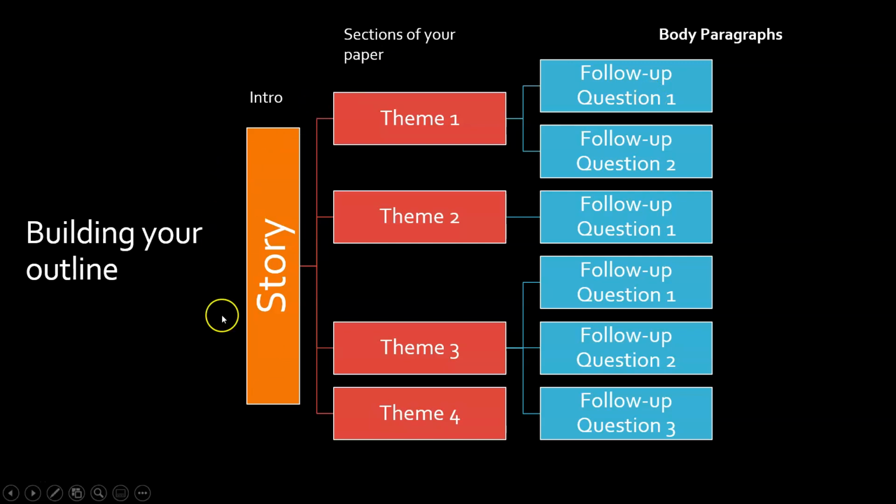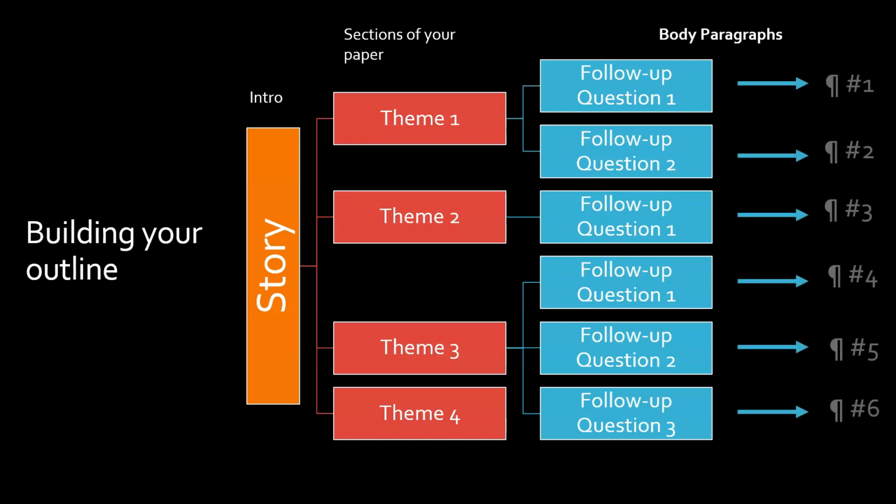So your story might be 100 words. Then introducing each of your themes might be another 10 to 15 words. And then you have to think about this. It's at least another 100 words for each of your paragraphs here. So each of these paragraphs that you're creating are the body paragraphs of your paper.